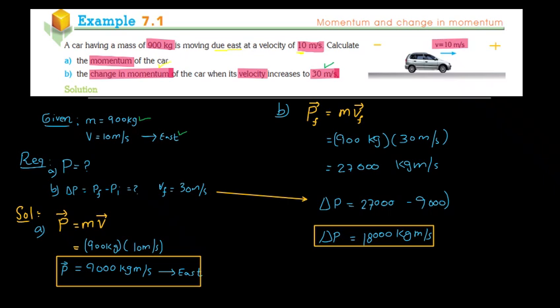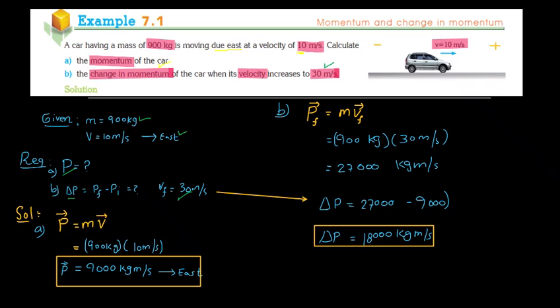So now what is the required information? The required information is given in points A and B. In point A, what is asked? The momentum of the car. Calculate the momentum of the car. So we need to calculate P. Another thing that is given to us is the change in momentum when the velocity of the car increases to 30 meter per second. So now the final velocity is given, but what is the change in momentum?